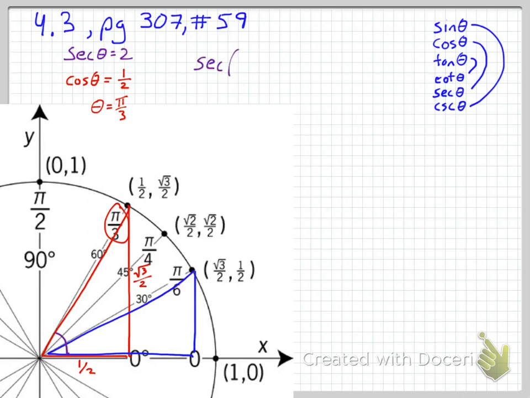You can check this by finding secant of pi over 3. If I look at secant of pi over 3, I'm looking at the reciprocal of the x value. The reciprocal of 1/2 is 2, and so that is my answer. Thank you very much.